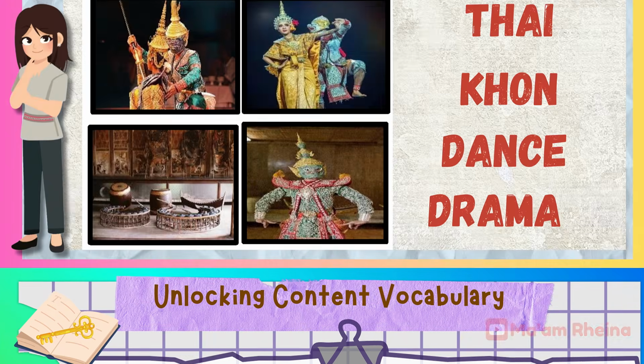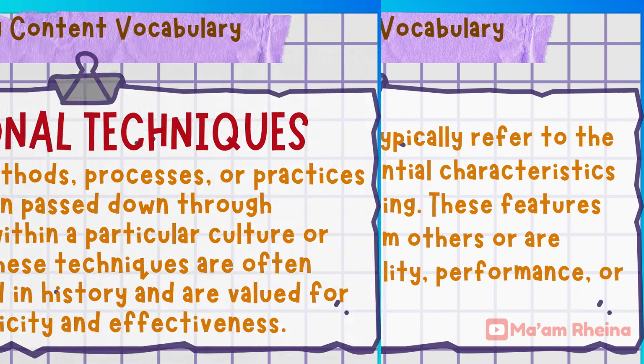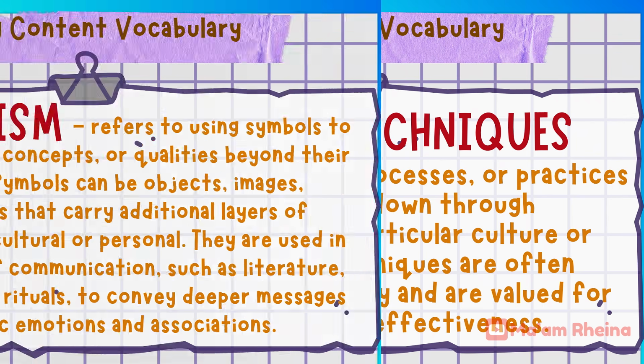Before we move further, let's unlock some important content vocabulary. Key features. These are the most important characteristics that make something unique or useful. They are what set it apart from others. Traditional techniques. These are special methods or practices that have been passed down from generation to generation. They are part of a culture's history and are valued for their authenticity.